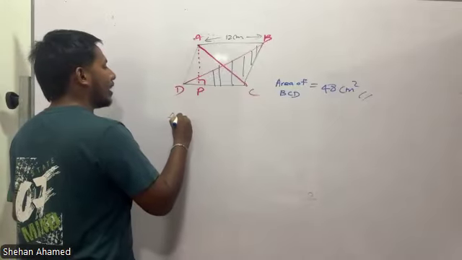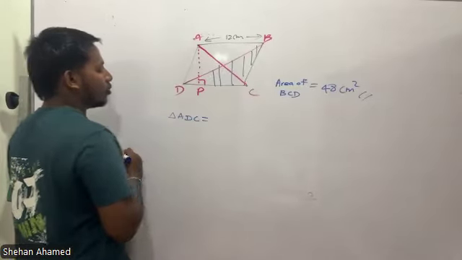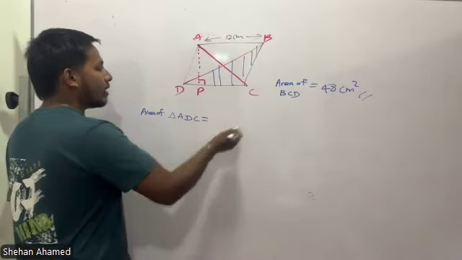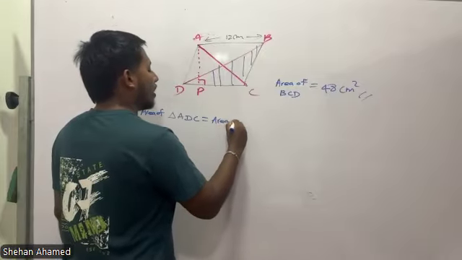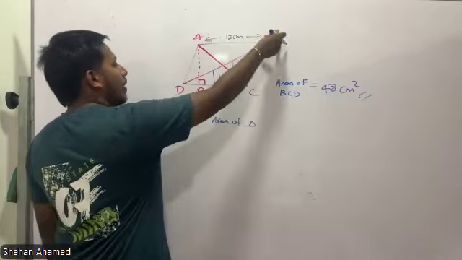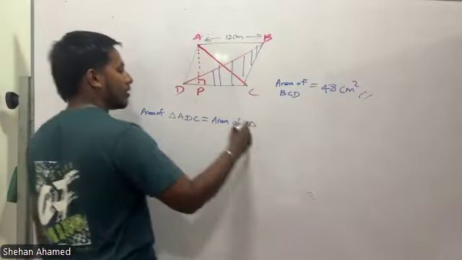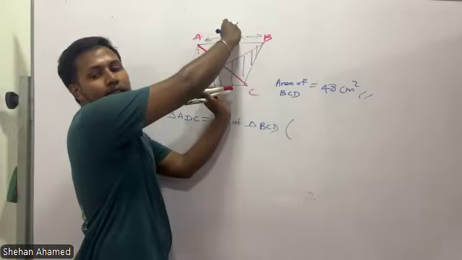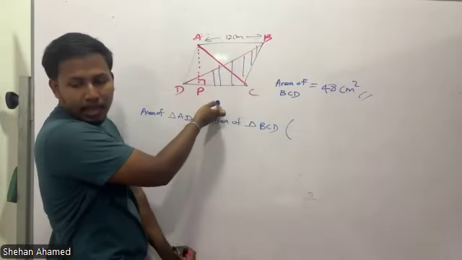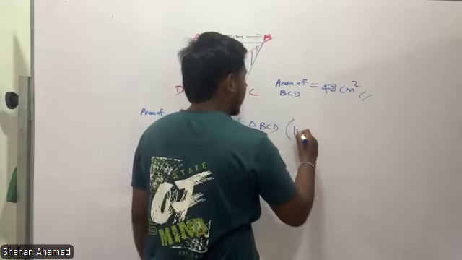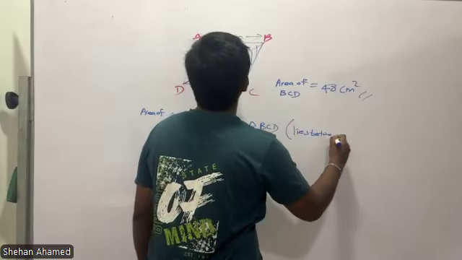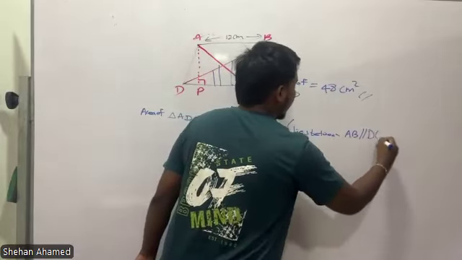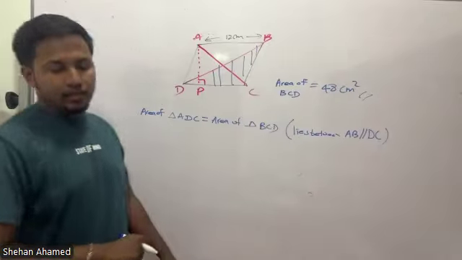So how you are going to approach this question is you are going to say the area of triangle ADC is equal to the area of triangle BCD. The reason is it lies between the same pair of parallel lines, which is AB and DC. To represent parallel, you have to put two lines.